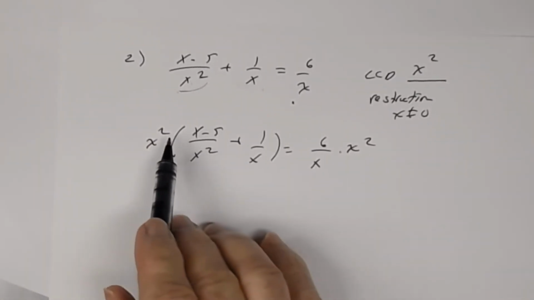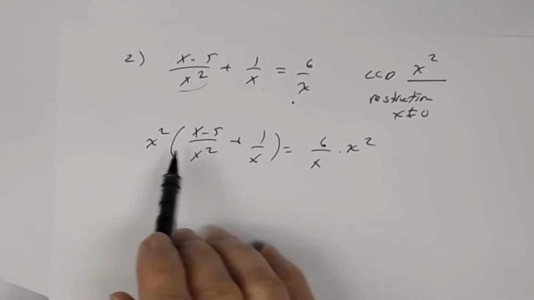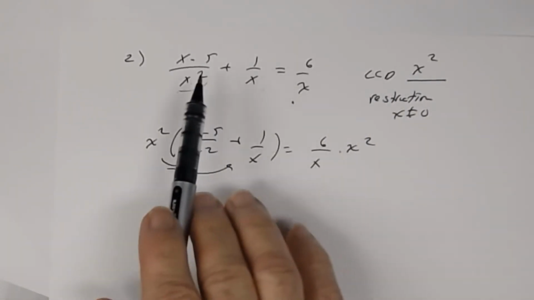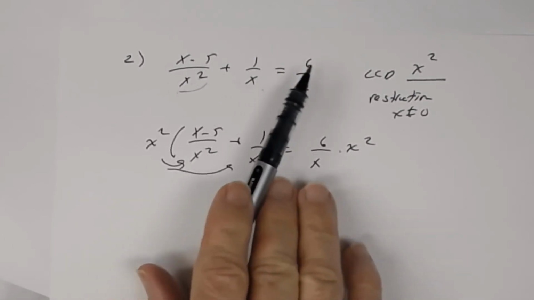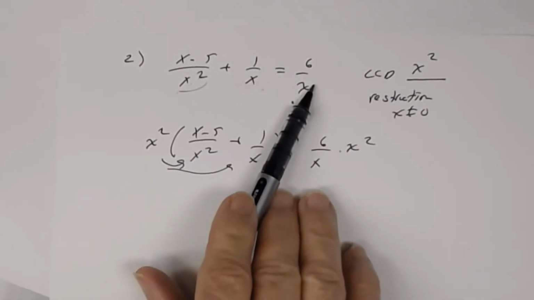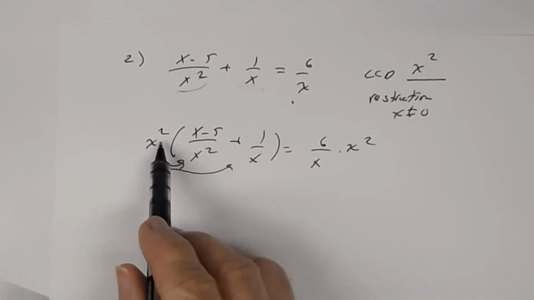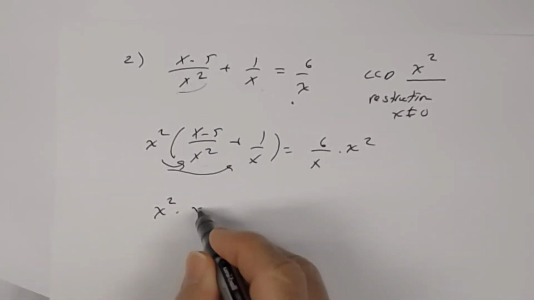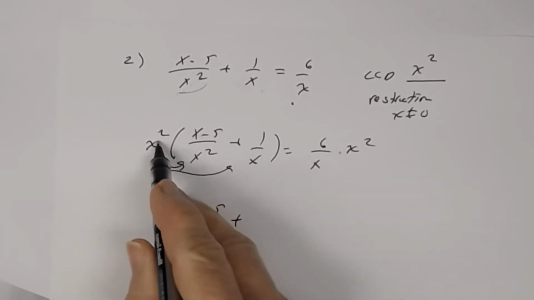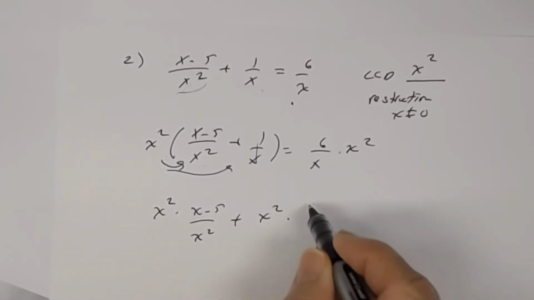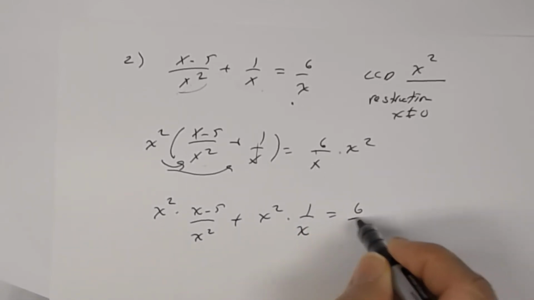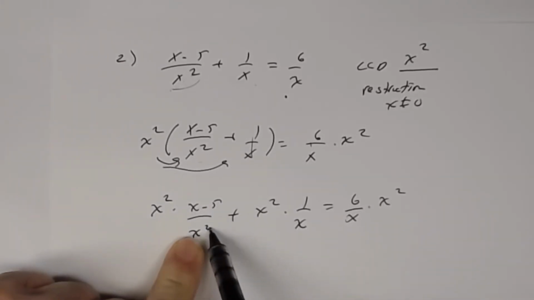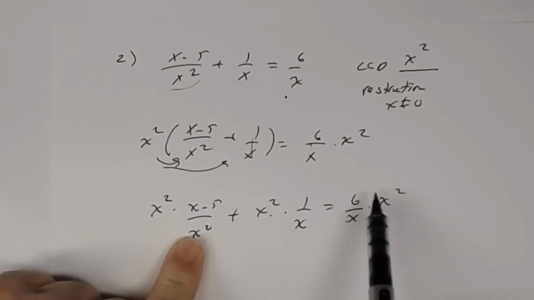Now, remember the whole point: since I put that in parentheses, I've got to distribute the x squared, and the whole idea is to clear the fractions, right? So every rational expression has to be multiplied by x squared. When I distribute, I get x squared times that first rational expression, x minus 5 divided by x squared, plus the LCD, x squared, times the second rational expression, equals, and I'm just going to rewrite this, 6 over x times the LCD. So notice the LCD is being multiplied by every rational expression.